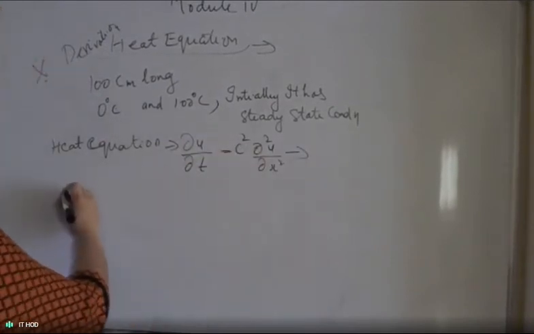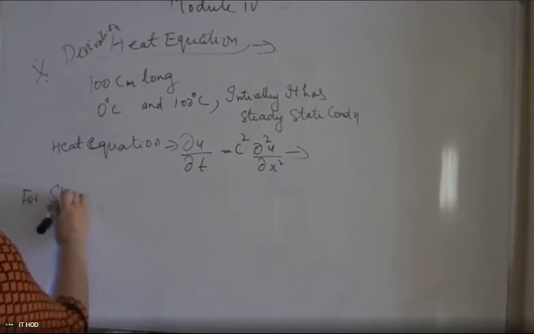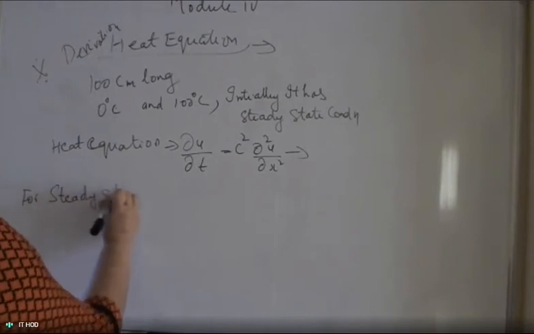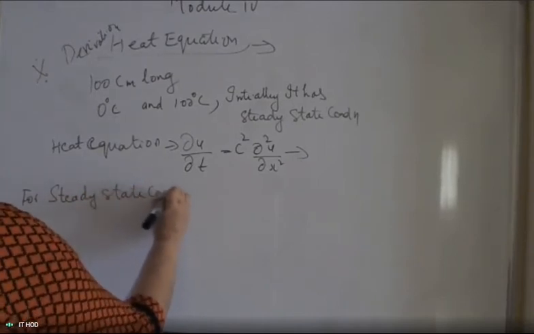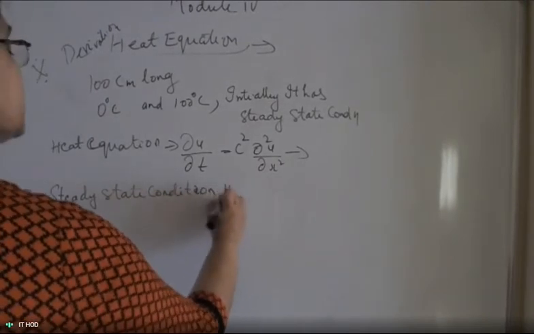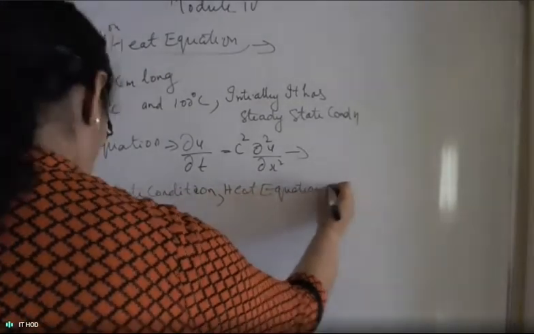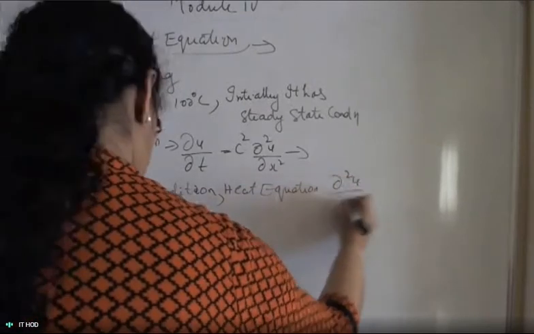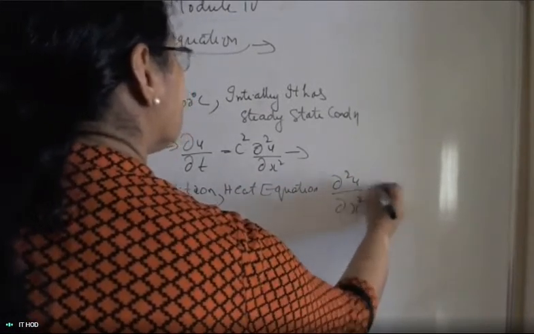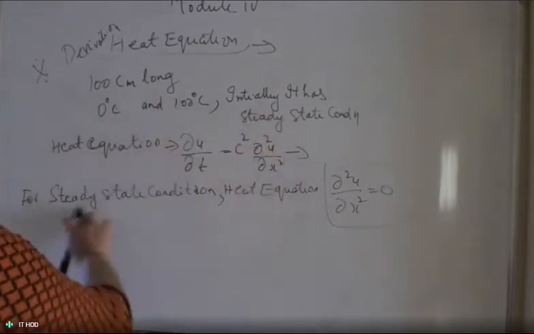For steady state condition, this is important. You must remember this one also. Dou square u by dou x square is equal to 0. So for steady state condition, the heat equation will be dou square u by dou x square equal to 0. Generally, the heat equation is this one; for steady state, this one.